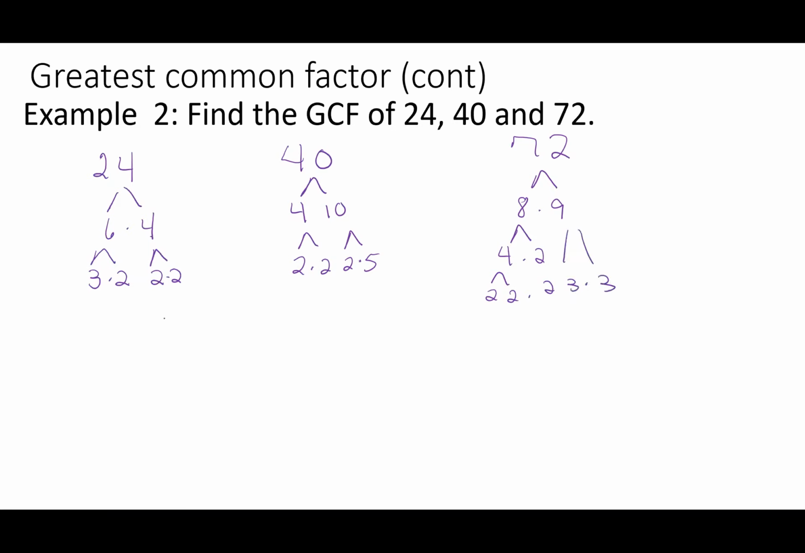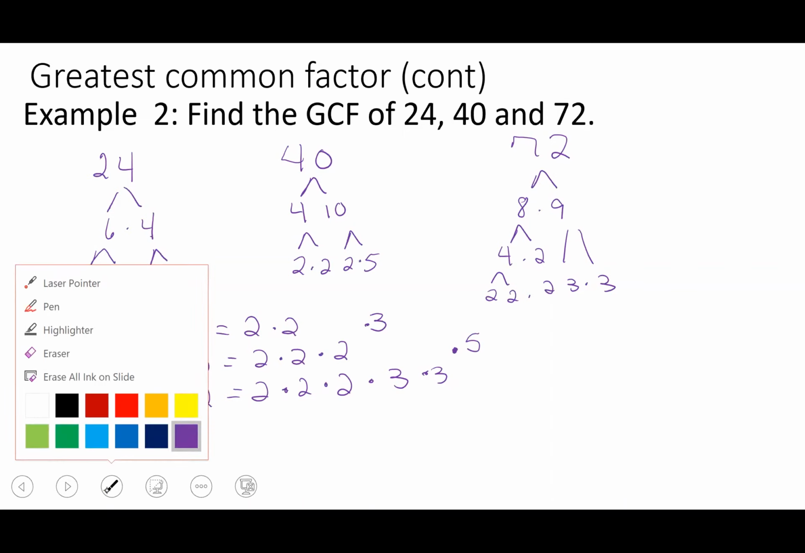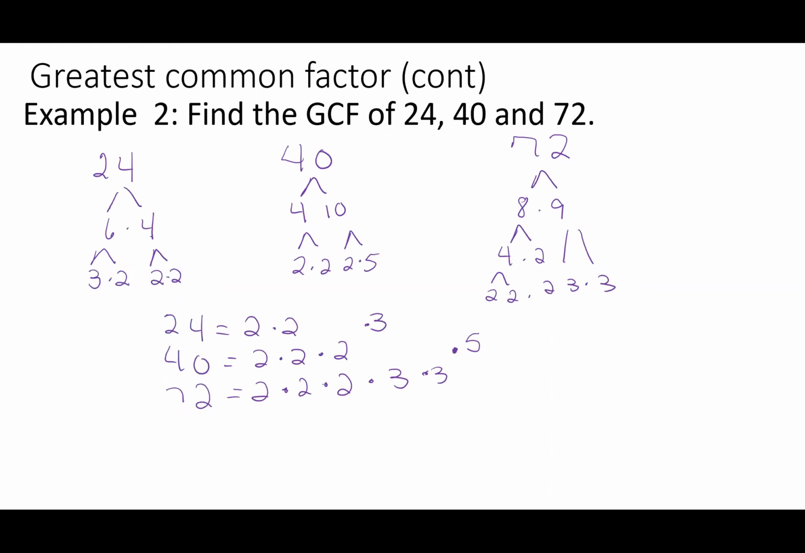So if I line them up, for 24, I have 2 times 2 times 3. For 40, I have 2 times 2 times 2 and times 5. For 72, I have 2 times 2 times 2 times 3 times 3. So we're looking for just what's in common. So these two 2's are in common. Nothing else is in all three of them. Right?